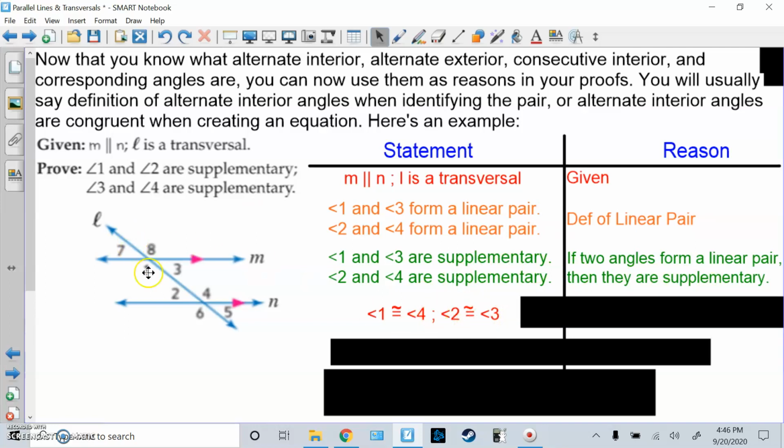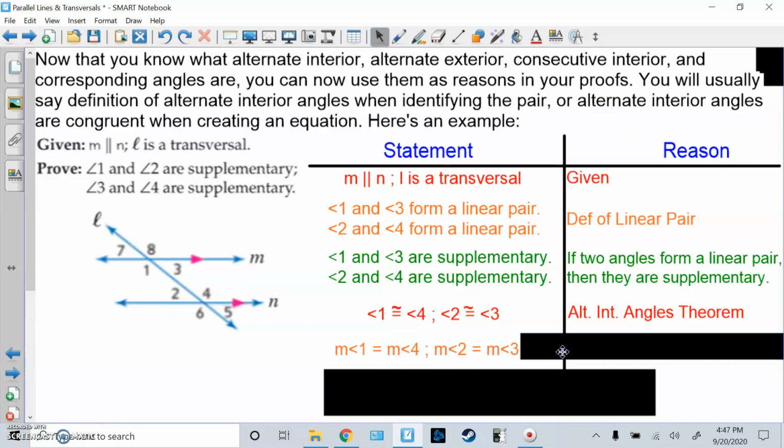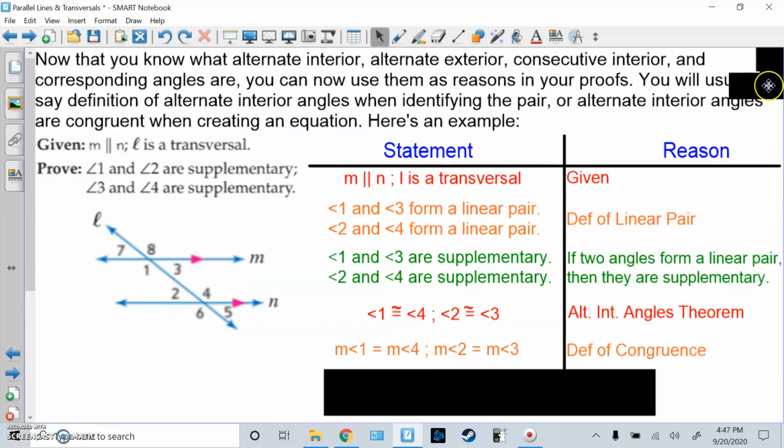From there, I can say angle 1 is congruent to angle 4, angle 2 is congruent to angle 3. So 1 and 4 are equal, 2 and 3 are equal, because that's what alternate interior angles are. 2 and 3 are alternate interior, 1 and 4 are alternate interior. Then I'm going to get rid of the congruent symbols and say if these are congruent, their measures are equal. So angle 1 is equal to angle 4, angle 2 is equal to angle 3. Then last I'm going to do substitution.